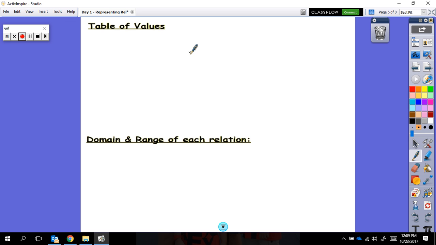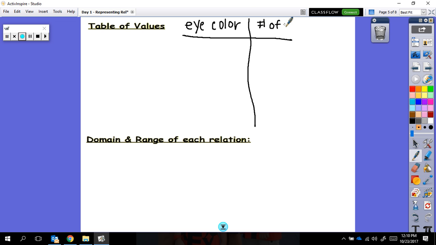So let's go from a table of values and do domain and range. So normally when I'm here, I actually do this with you guys, but today we're just going to make up some data. So we're going to say eye color and number of students who have that eye color.